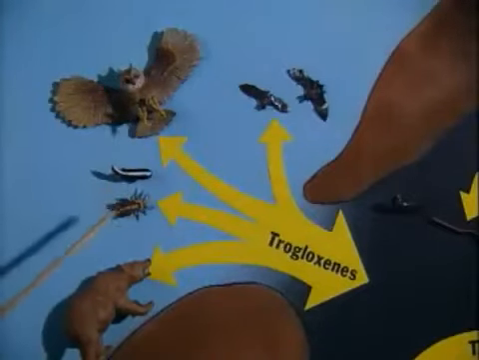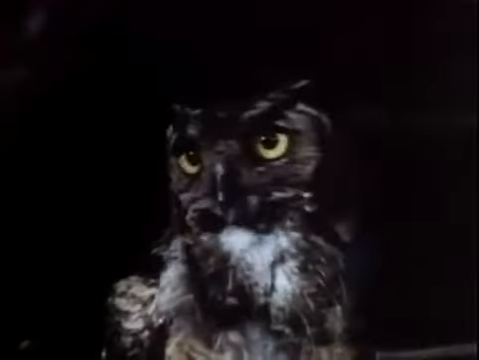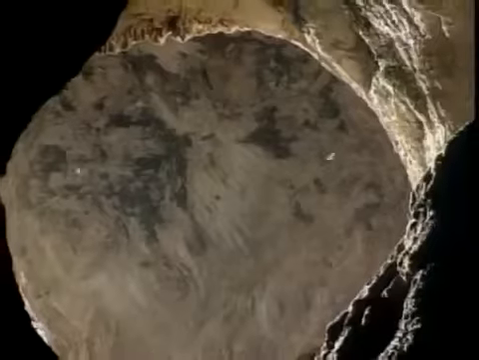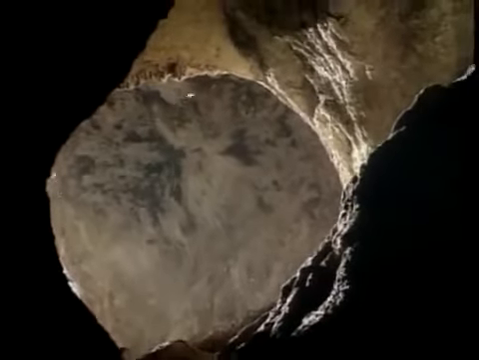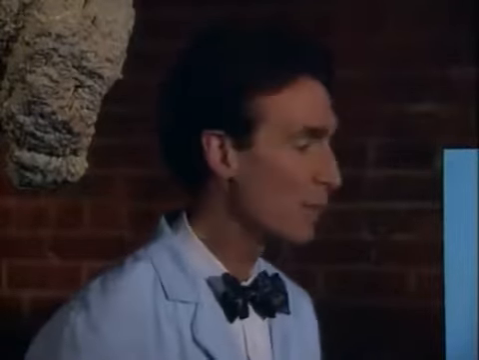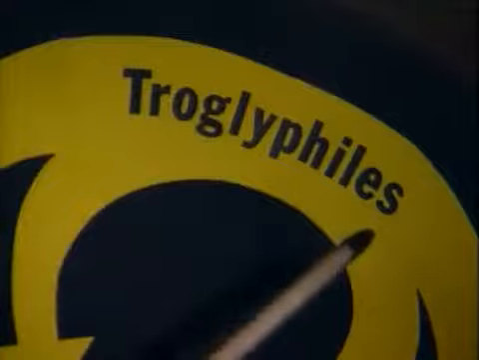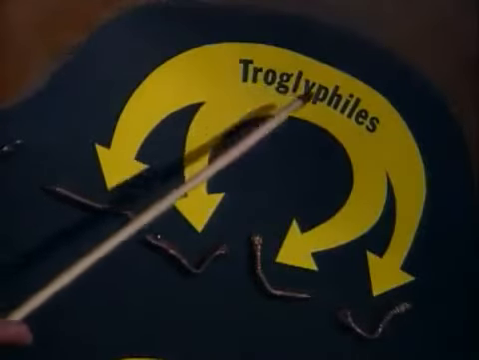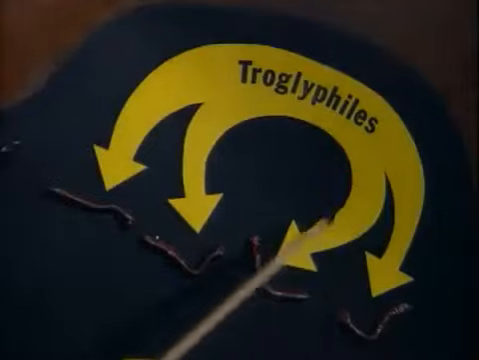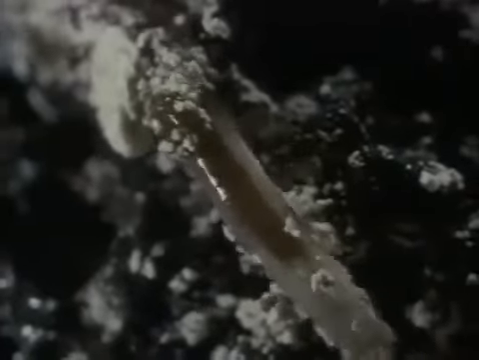Now, birds, skunks, and moths live near the mouth of the cave, where there's just a little light, what we call the twilight zone. They're all trogloxenes. Next, you've got your troglophiles. That's from words that mean cave lover. These creatures love the deep, dark, wet environment of a cave. Earthworms are troglophiles.